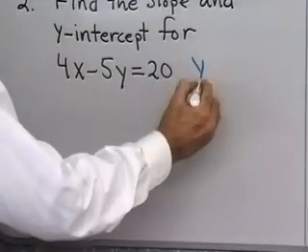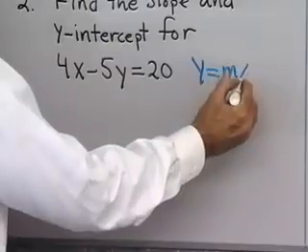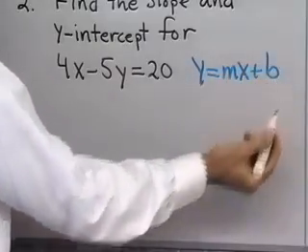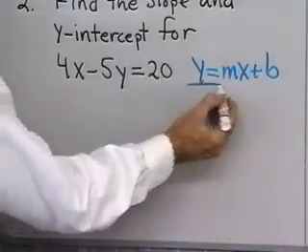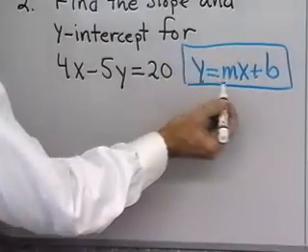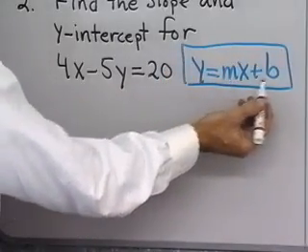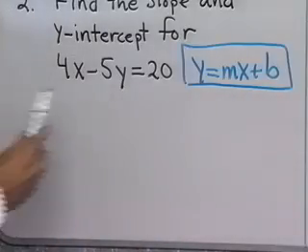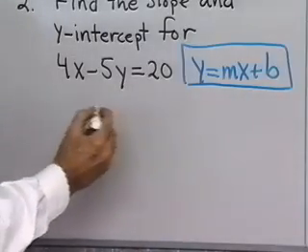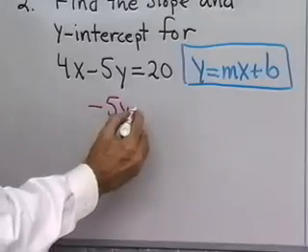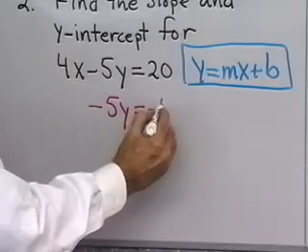Well, I know that my slope-intercept form looks like this. y equal mx plus b. So if my equation is in this form, I'm looking at the slope, it's in front of x, and I'm looking at the y-intercept. So I'll simply take this equation and solve it for y. I'll start by adding -4x to both sides.